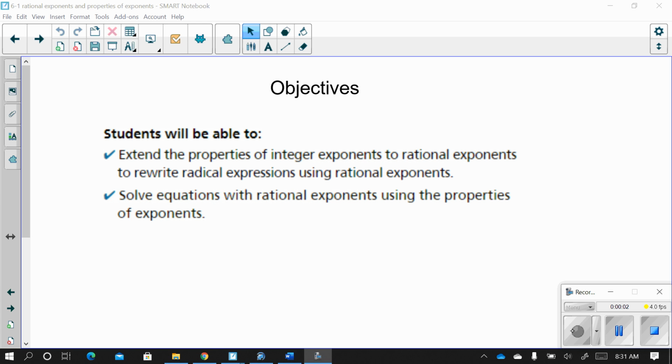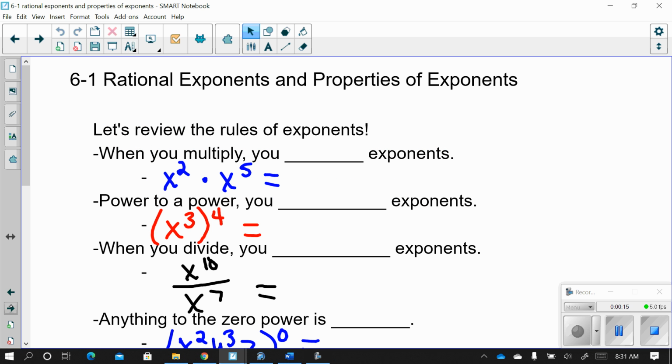Guys, so today we're starting 6-1. In 6-1, you're going to be able to extend our property of exponents to rational exponents. And we're going to solve some equations with rational exponents using the properties of exponents we spent some time on. So let's review our rules of exponents.